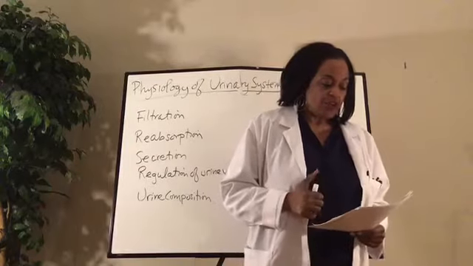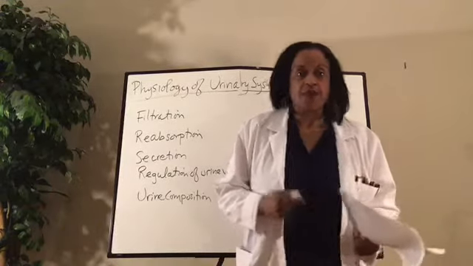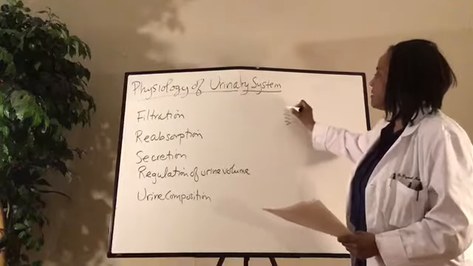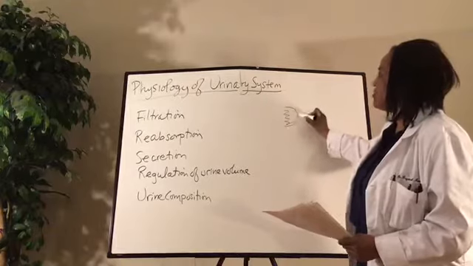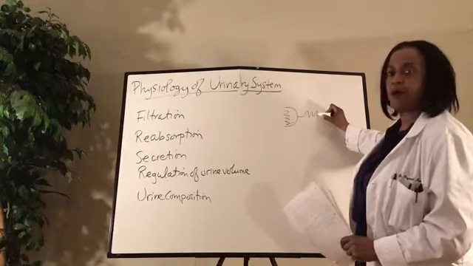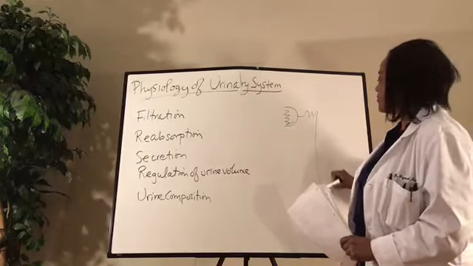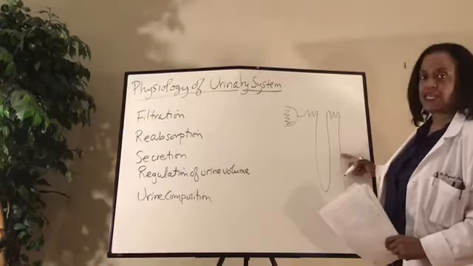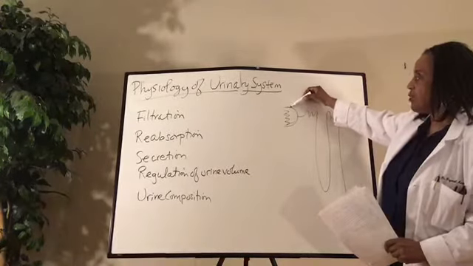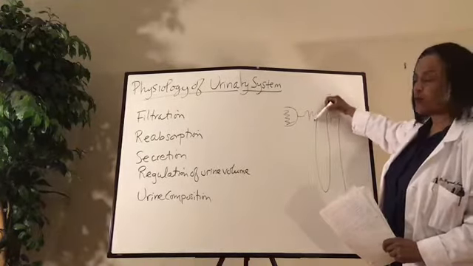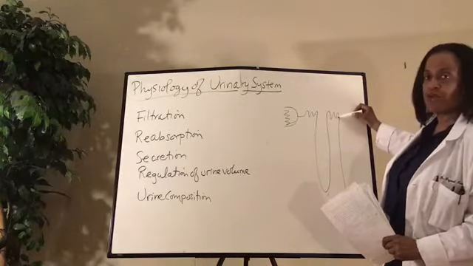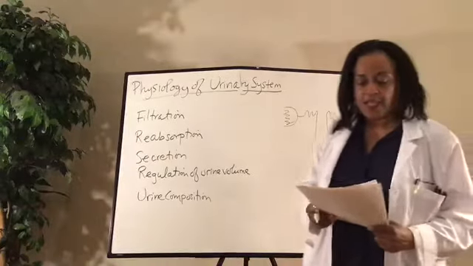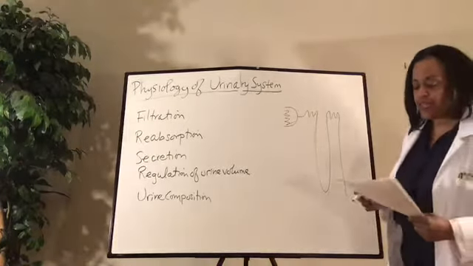So the basic functional unit of the kidney is the nephron. You guys remember the nephron. It's got a glomerulus, a Bowman's capsule, a proximal convoluted tubule, a loop of Henle, a distal convoluted tubule, and a collecting duct. That was the nephron. The basic functional unit of the kidney is the nephron.